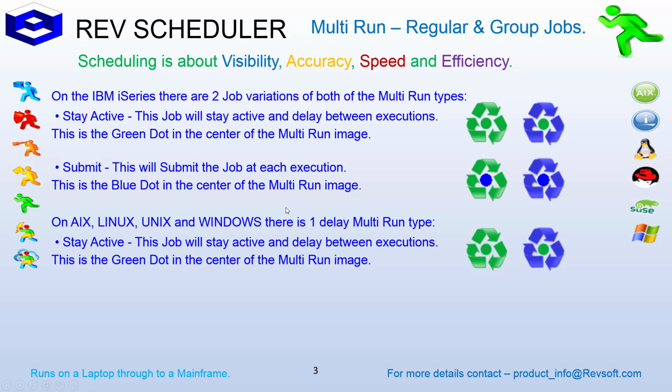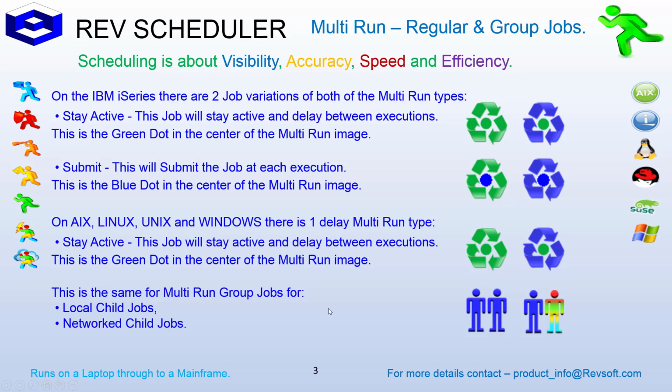If we're on non-IBM i series, so AIX, Linux, Unix, Windows, there's only one type where it cannot submit each time. So it will stay active all the time. So on non-i series platforms, you will only see the green dot there each time. The blue dot is unique to the i series, and this is the same whether it's a regular job or child jobs within groups, which can be local child jobs or remote group jobs on networked servers.